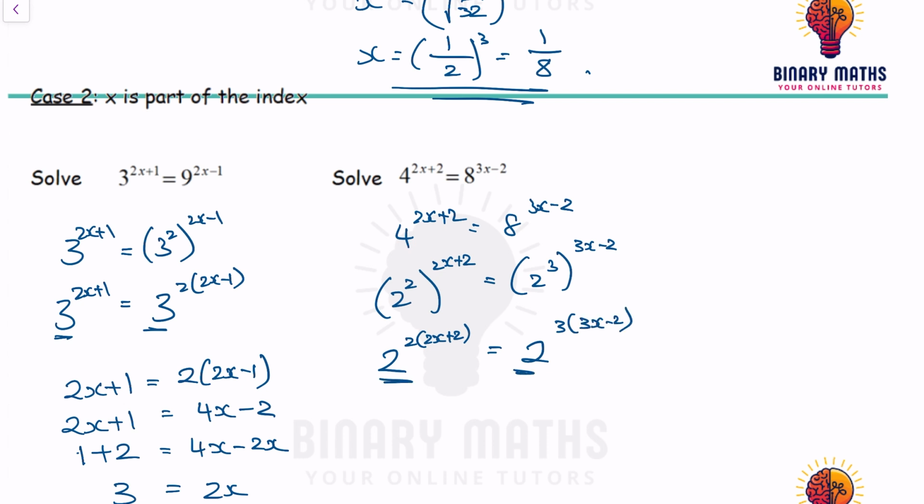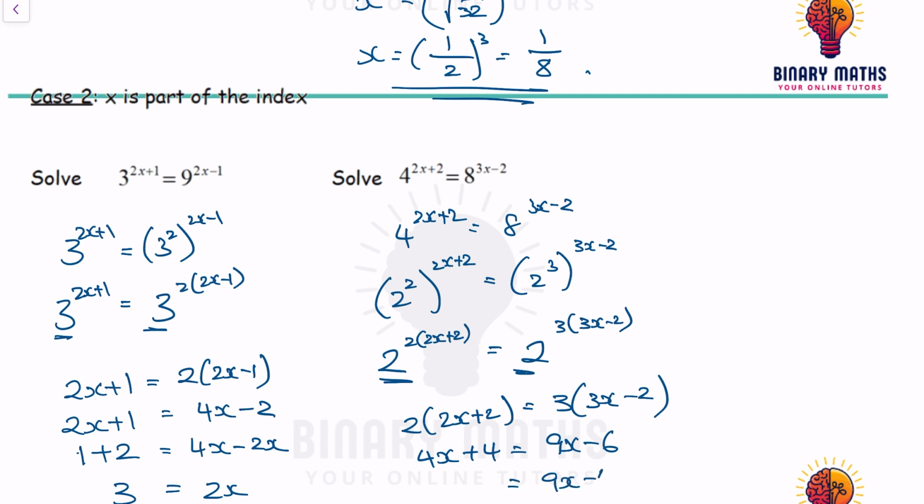Now again, we have everything in base 2, so now the indices must equate as well. So 2 times 2x plus 2 must be equal to 3 times 3x minus 2. If I expand the bracket, I get 4x plus 4 is equal to 9x minus 6. If I collect x's on one side, I get 9x minus 4x must be equal to 4 plus 6, which means 5x must be equal to 10, which means x must be equal to 2. And that would be my solution.